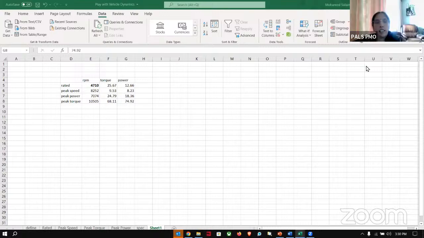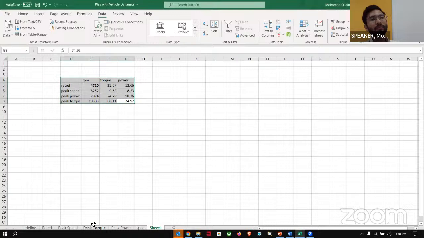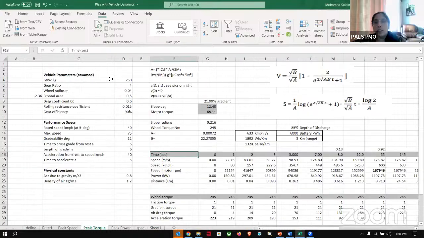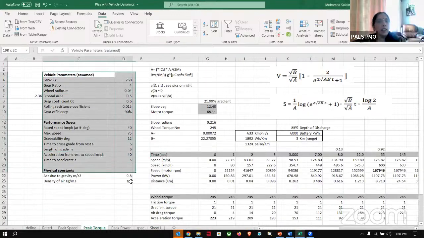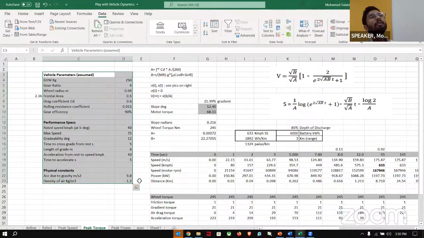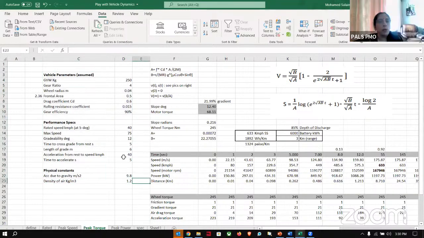Can you go to that screen where you have given the inputs? Yeah, sure. So they have to work on these inputs, right? Yeah, these inputs are for the assignment: 0.04, 0.5, 0.6, 0.15, 90%, 40, 75, 12, 5, 6, 45, 45. Okay, 9.8 and 1.2 remain the same.